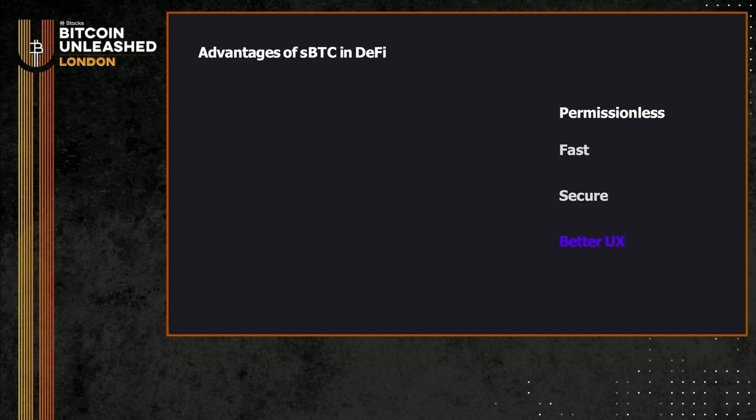And lastly, there's a better user experience. Because we're able to offer expressive smart contracts on the Stacks network with all the tooling that's been developed in the ecosystem, it'll be much easier to start building programmable Bitcoin applications.